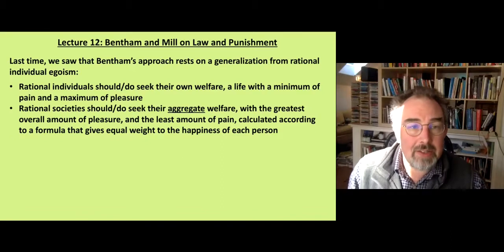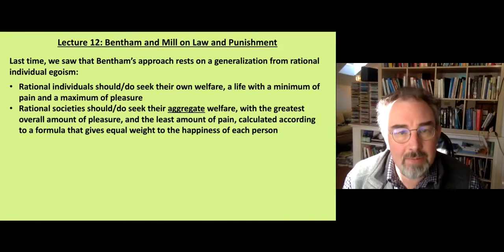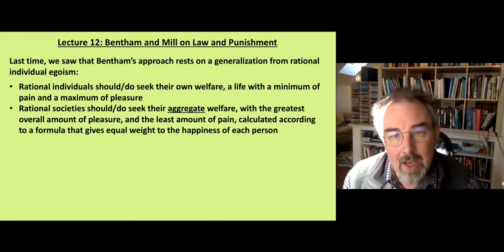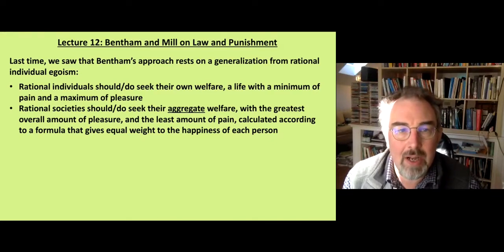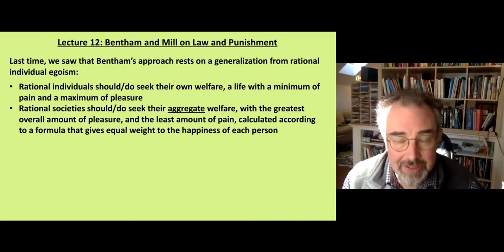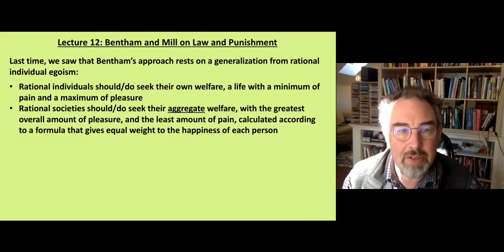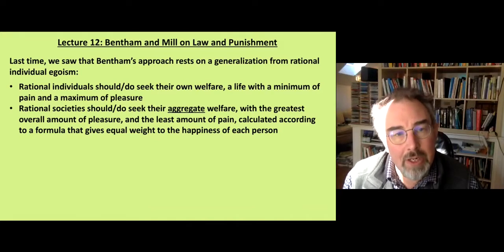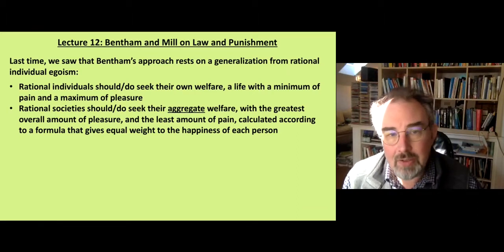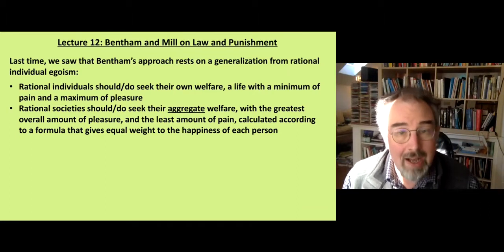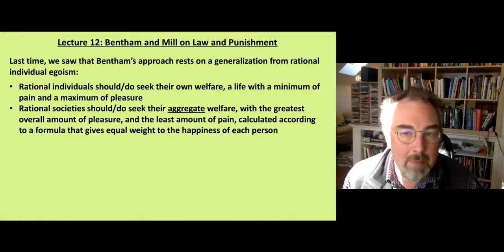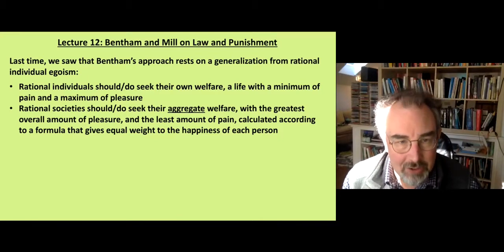So in the last lecture, I was talking about Bentham's overall approach, and I was arguing that it rests on a kind of generalization or an analogy between rational individual choice and rational collective choice. According to Bentham, individuals who are rational ought to be basically egoists. Rational individuals should, and in fact do, seek their own welfare, where their own welfare is understood as a life with a minimum of pain and a maximum of pleasure.